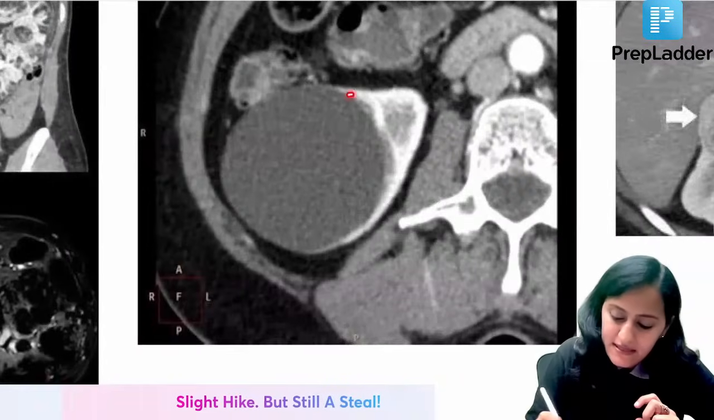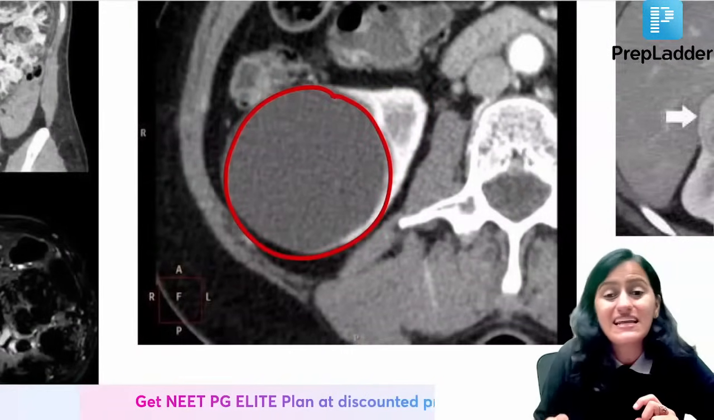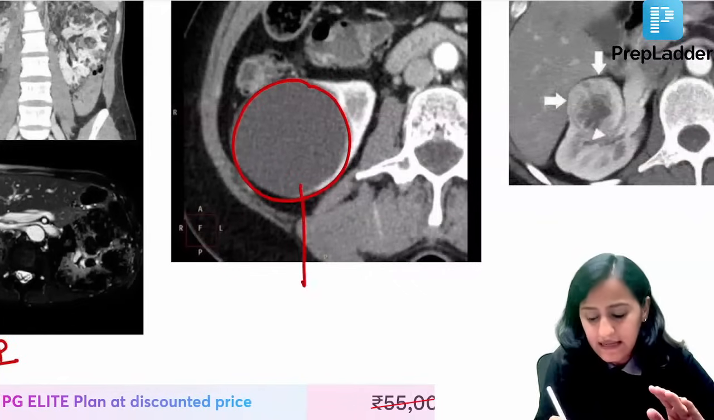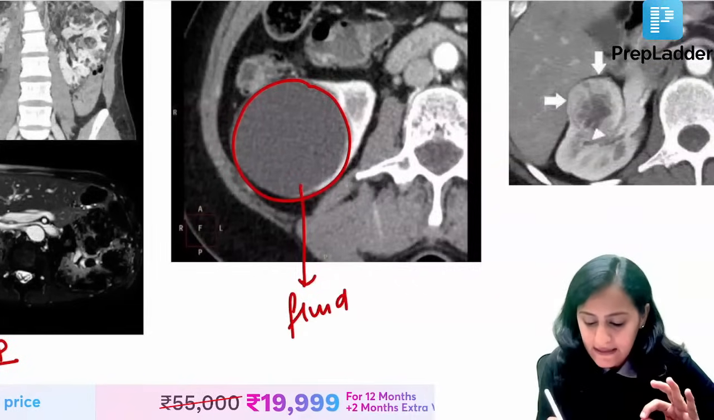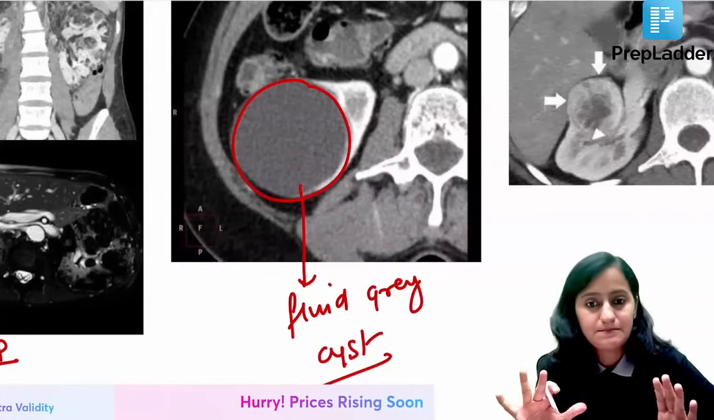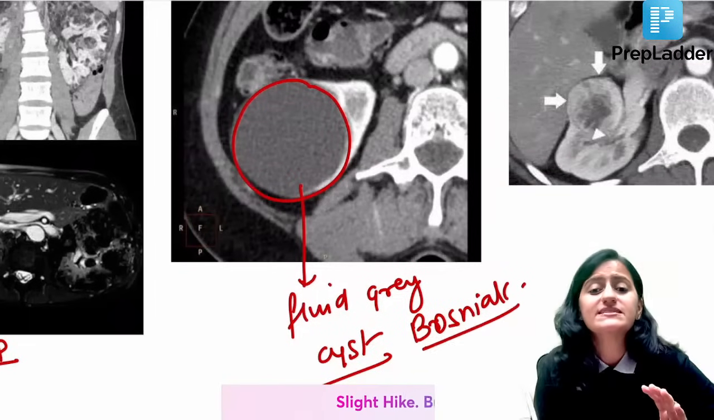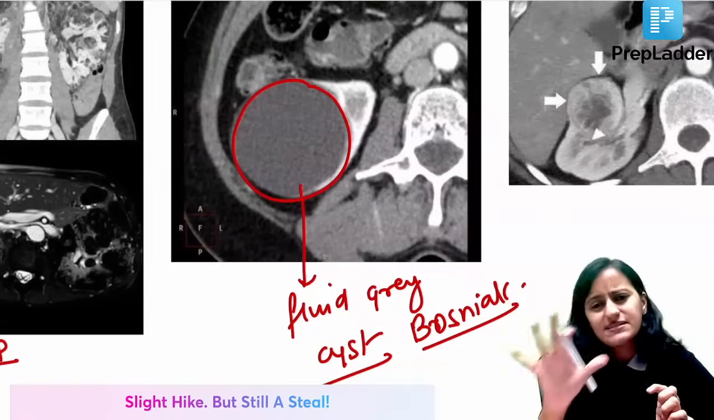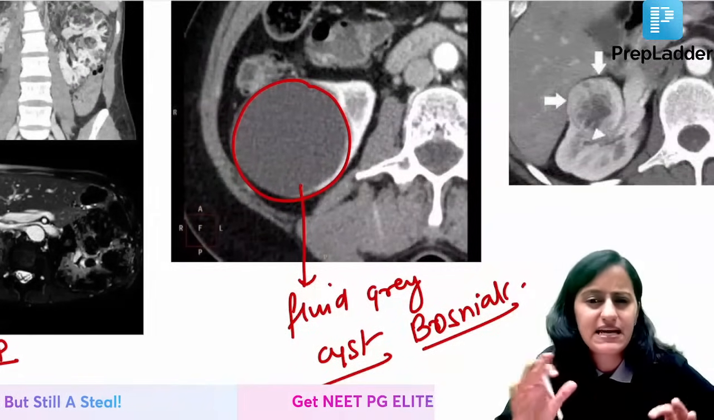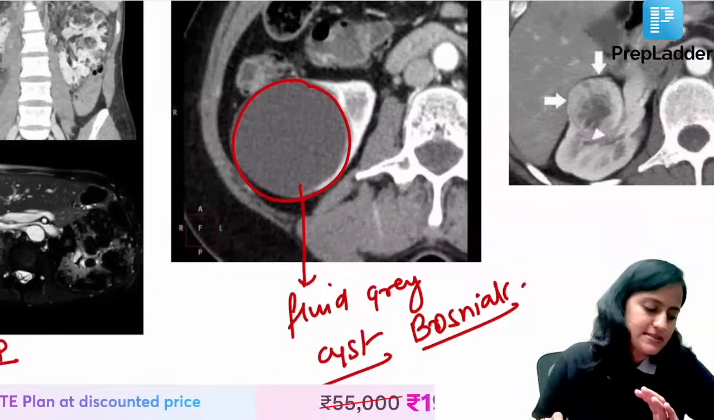What is this one here? This is the kidney. The renal lesion, gray color. What is gray? Uniformly gray. That is fluid containing. So what is this going to be? This is going to be a renal cyst. What classification do we use for that? Bosniak classification. A simple cyst like this which does not have any septae, any calcification, anything, is a simple Bosniak grade 1, a benign renal cyst.